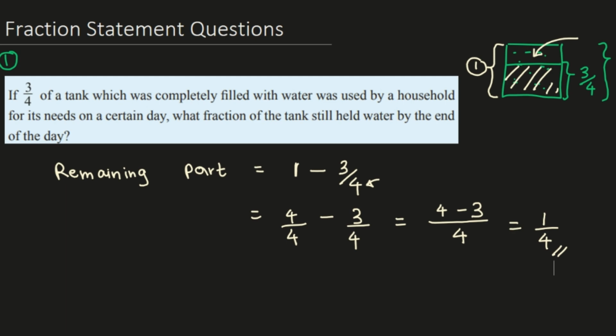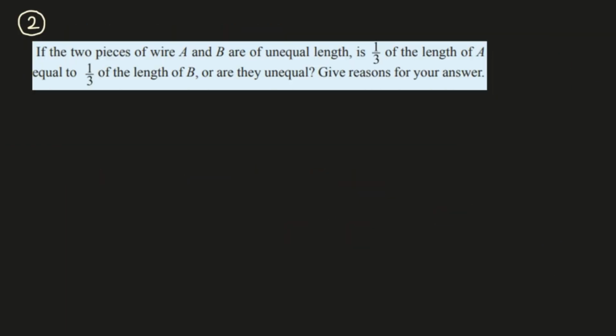So let's move on to the second question. If the two pieces of wire A and B are of unequal length, shall we draw it first? So let's assume this is wire A and this is wire B, which are unequal in length. Here I have drawn that wire B is lengthier than wire A. So let's draw 1/3 of the length of A. The highlighted part will be 1/3 of wire A.